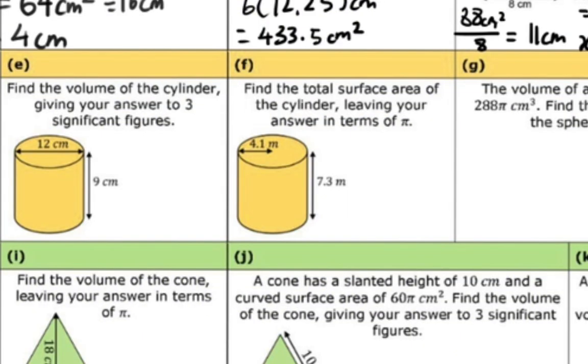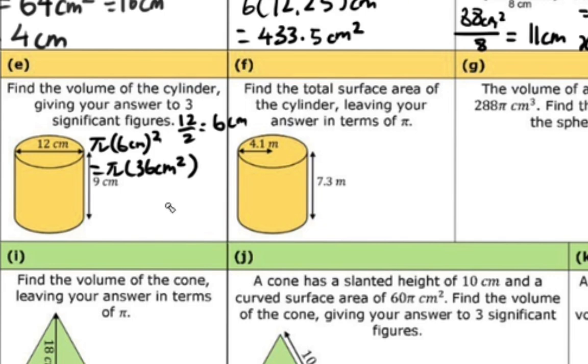Question E. Find the volume of the cylinder, giving your answer to 3 significant figures. So, to find the volume of the cylinder, we will need to find the area of the circle first. So, 12 divided by 2 would equal to 6 cm because we will need to find the radius to get the area of the circle. So, pi 6 cm bracket square would equal to pi bracket 36 cm square.